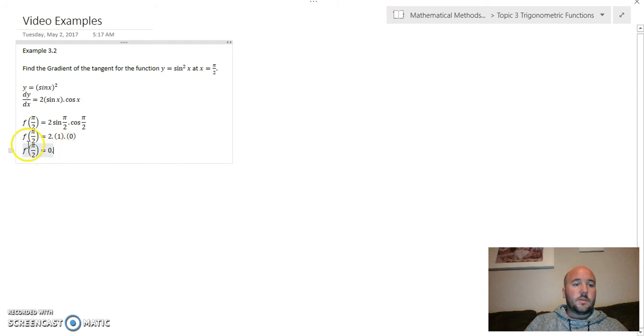Because the slope equal to 0 means that at pi over 2, this given function of sine squared x is at either a maximum or a minimum, which we could confirm using our graphics calculator. But for now, that's all that this question's asked.